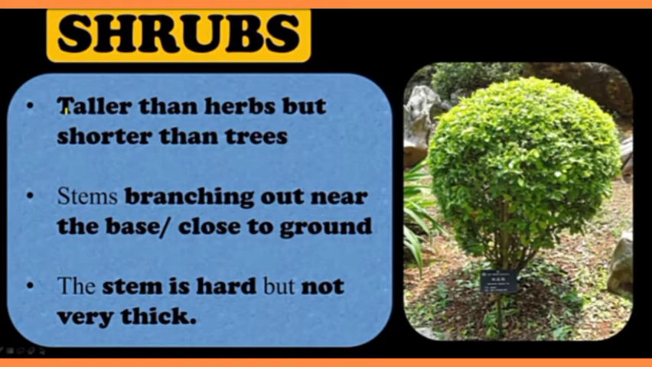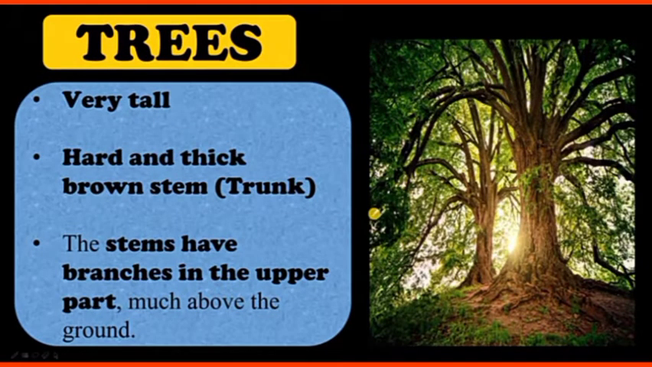Next, shrubs. These are taller than herbs but shorter than trees. Stems branching out near the base or close to the ground. The stem is hard but not very thick. Trees. These are very tall, with hard and thick brown stems. The stems have branches in the upper part, much above the ground.